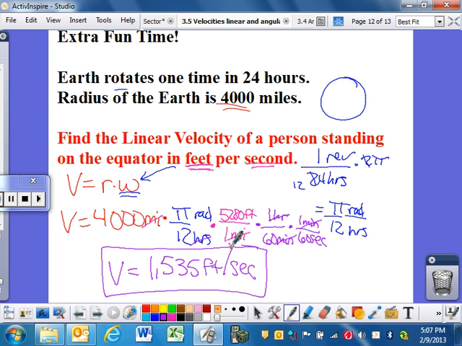I think that's astonishing, even though we can't feel that. Alright, so that is the power of Mother Nature and planet Earth right there. I think that's kind of fun. So that is how you find linear velocity at the equator.